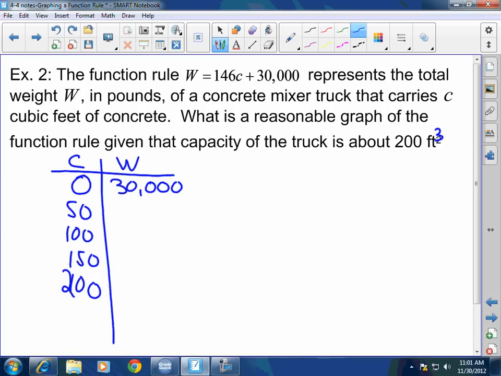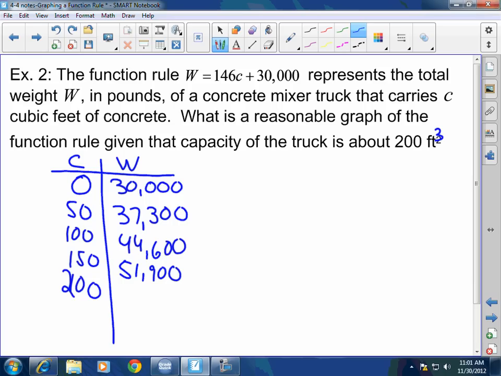If there's 50 cubic feet of concrete, you have to go 50 times 146, and then you have to add that to 30,000. So this is going to become 37,300. When you have 100 cubic feet of concrete, 100 times 146 is 14,600 plus 30,000. You're talking about 44,600 pounds. When C is 150, 150 times 146 plus the 30,000 is going to give me 51,900 pounds.